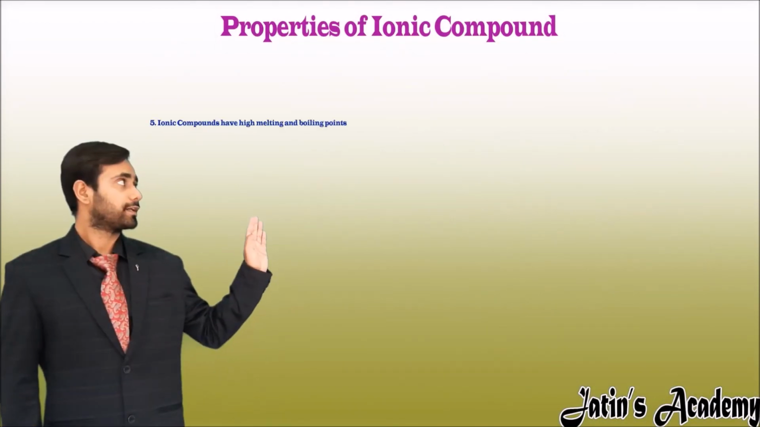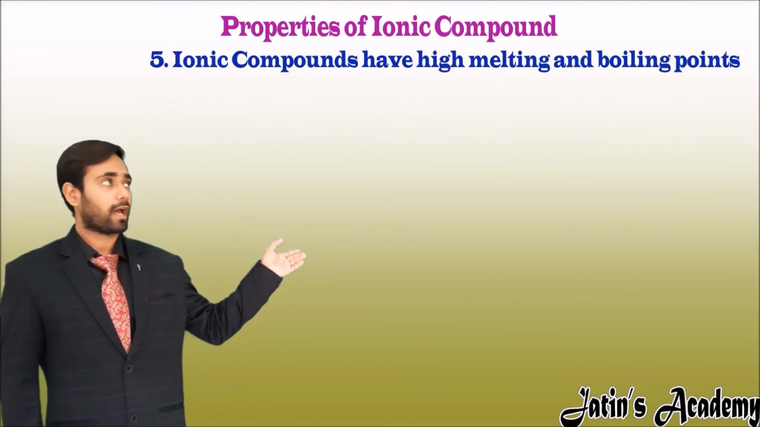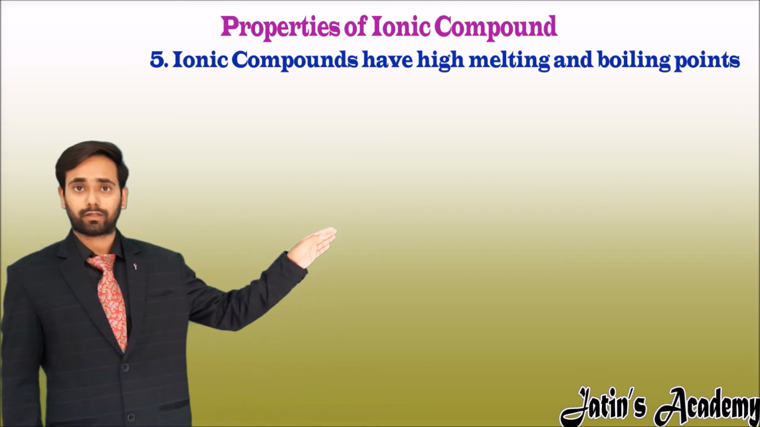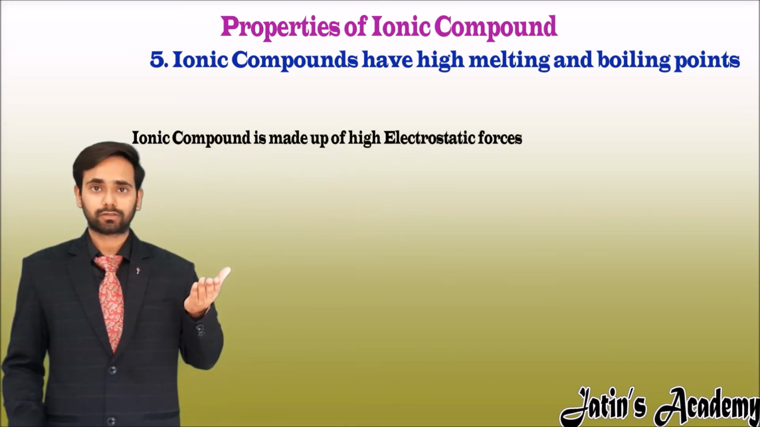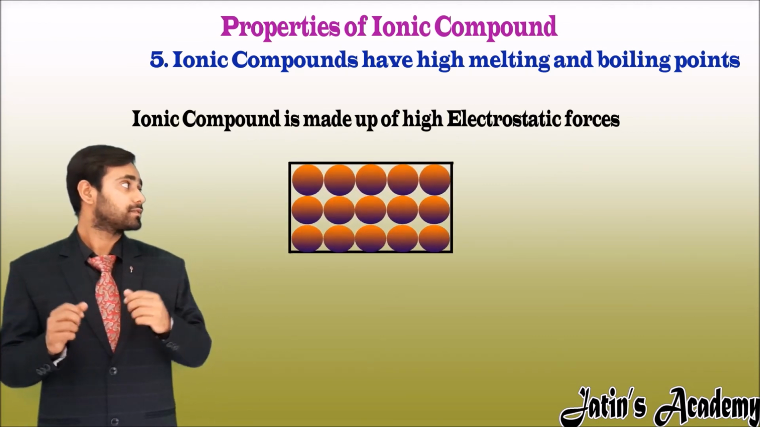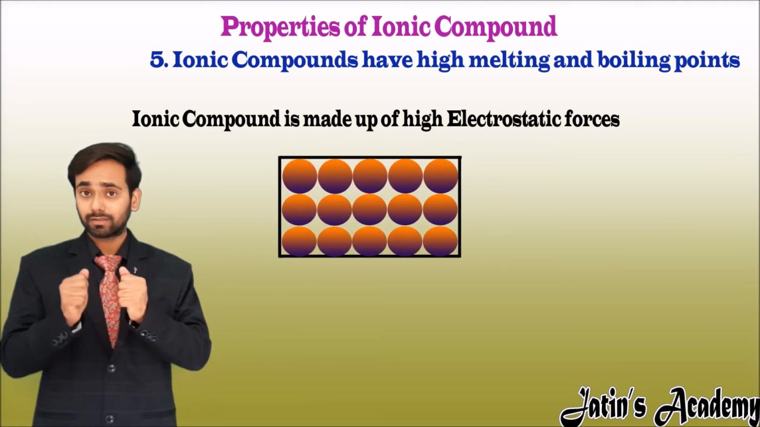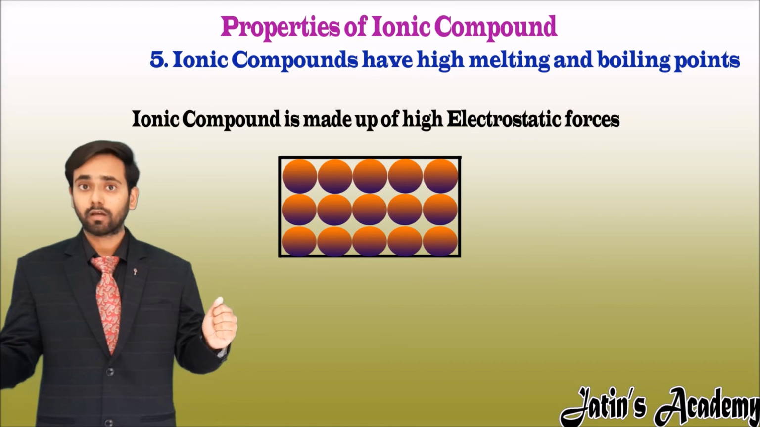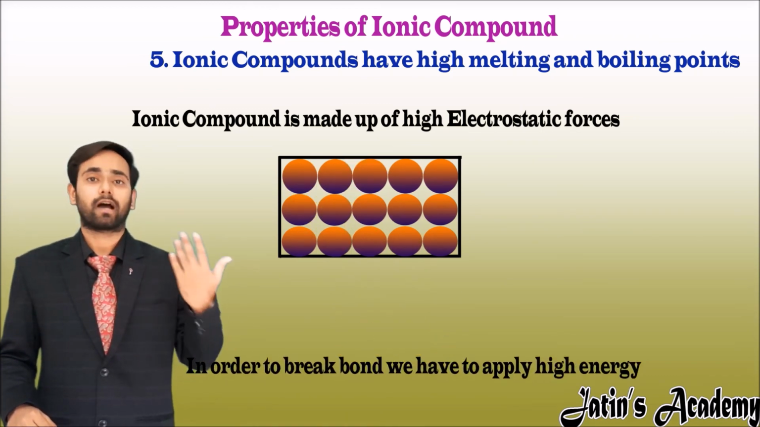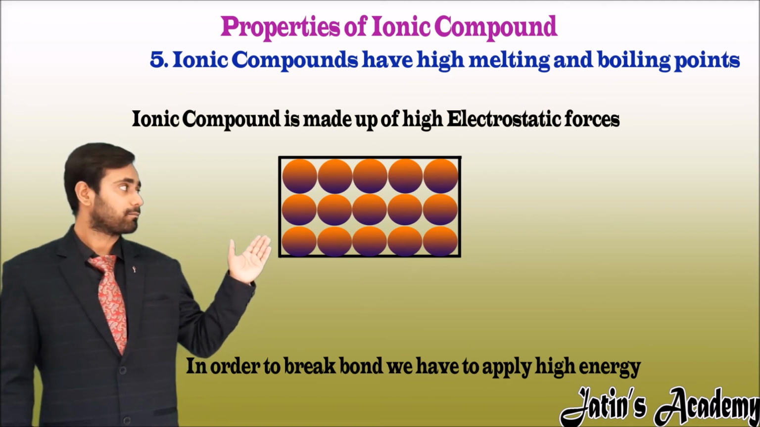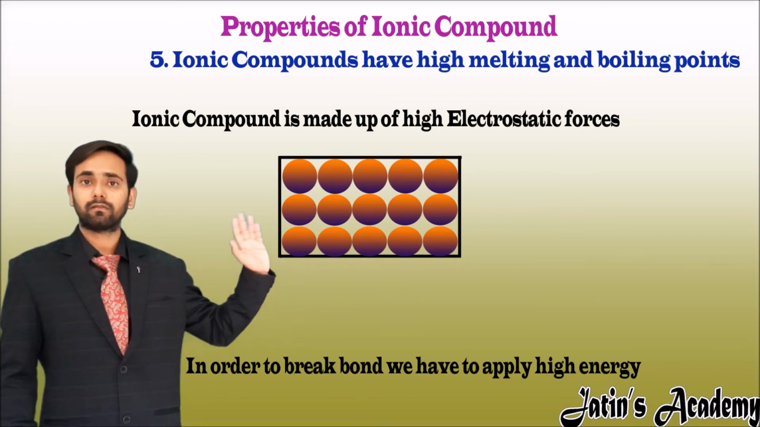Our fifth point is ionic compounds have high melting and boiling points. We know that ionic compounds are made from strong electrostatic forces. It means in order to break these strong electrostatic forces, we have to apply high energy. High energy means high temperature. So ionic compounds have high melting and boiling points.